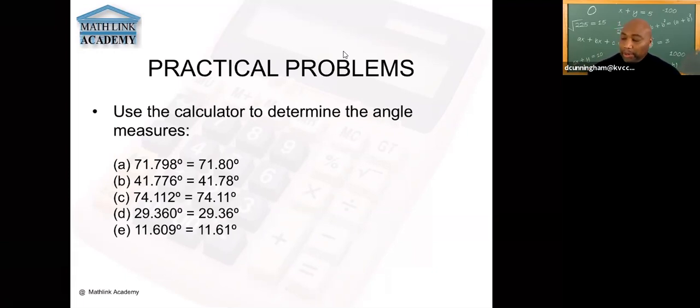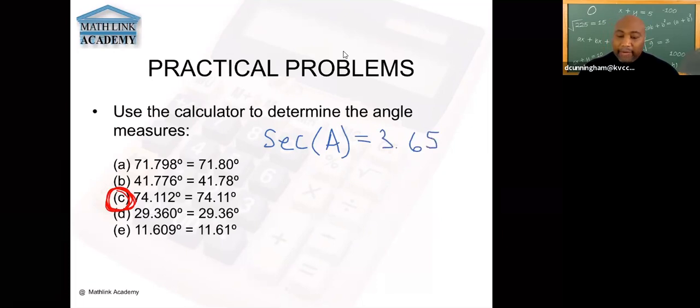Now, what I like to do is part C. Now, part C, let's do that one. That one is an indirect. The first two are direct, but C, D, and E are indirect. So in that particular one, I believe for C, and I'm going to just circle C so you know I'm doing C, it was the secant of angle A equal to 3.65306. I believe that was the number.